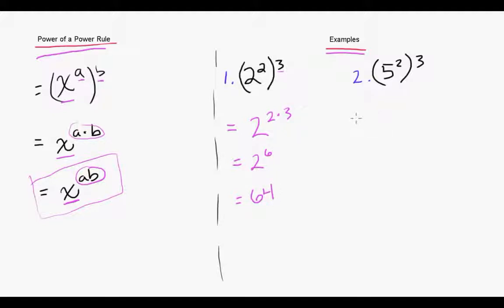Okay. Looking at our second example here, we have 5 squared and then exponent 3 outside the bracket. So we're going to rewrite that as base 5 to the exponent 2 times 3. Again, that's 5 to the 6th, and that's equal to 15,625. So you can see with exponents, the larger our base and the larger the exponent, the larger our final answer is going to be.